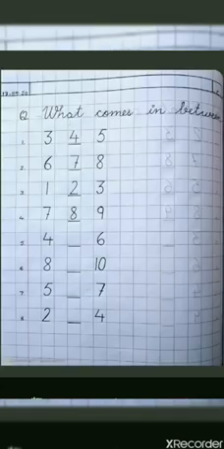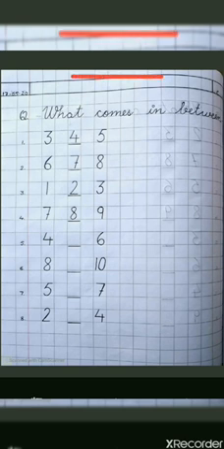The next question is what comes in between, which you have to write on the next page. After drawing the margin line, put date and classwork. And the question is, what comes in between? The first question is, what comes in between the numbers 3 and 5? So the number 4 will come in between the numbers 3 and 5. The next is, between 6 and 8, which number will come? So 7 will come between 6 and 8.